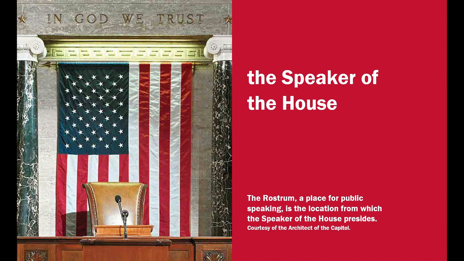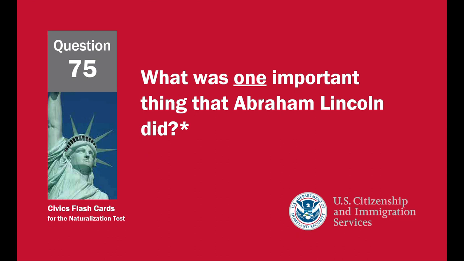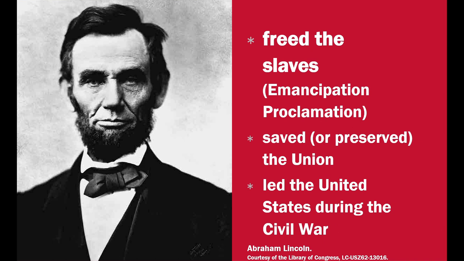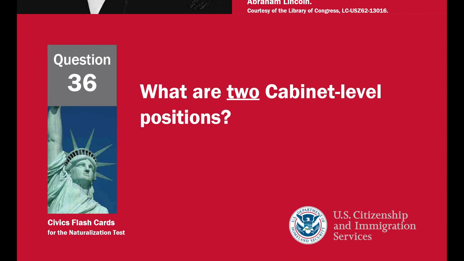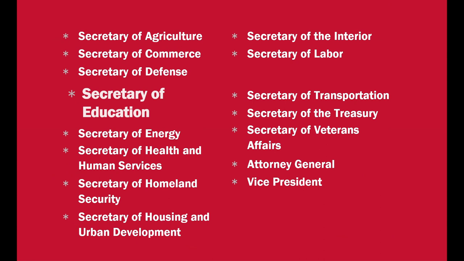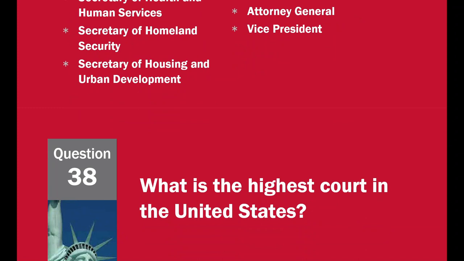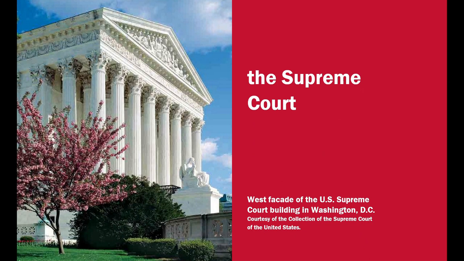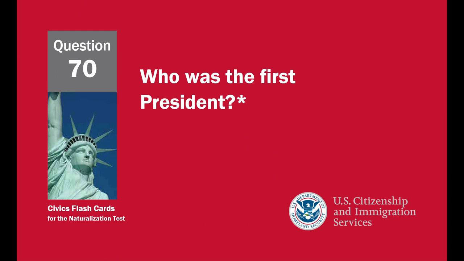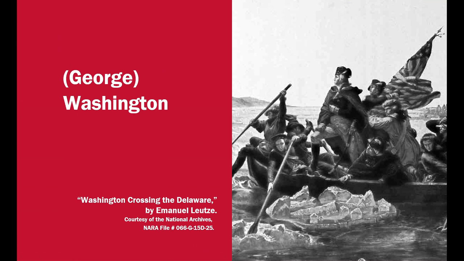What was one important thing that Abraham Lincoln did? Freed the slaves. What are two cabinet level positions? Secretary of Education, Secretary of State. What is the highest court in the United States? The Supreme Court. Who was the first president? George Washington.